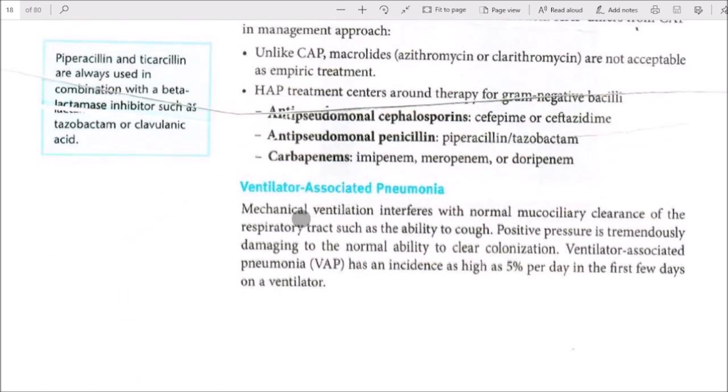Ventilator-associated pneumonia. Mechanical ventilation interferes with normal mucociliary clearance of the respiratory tract, such as the ability to cough. Positive pressure is tremendously damaging to the normal ability to clear colonization. Ventilator-associated pneumonia, VAP, has an incidence as high as 5% per day in the first few days on a ventilator.